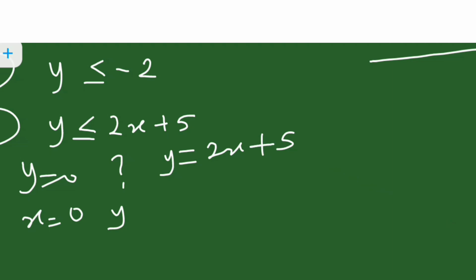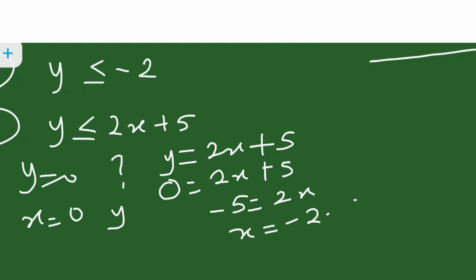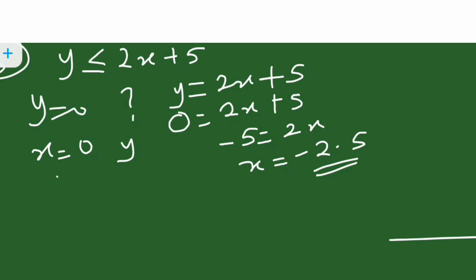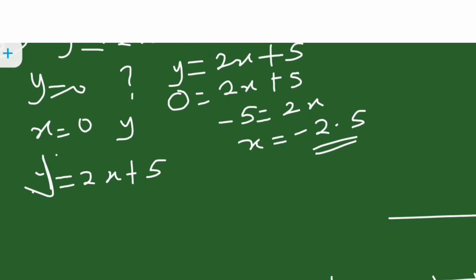So when y is 0, this side becomes 0 and the other side will be 2x plus 5. You have to collect like terms. Then that means minus 5 will be equal to 2x. If you divide both sides by 2, you will get x equals minus 2.5. And if you do the same thing, when x is 0, you have y equals 2x plus 5. Since x is now 0, everything here will become 0 because 2 times 0 is 0. So y will just be ordinary 5.